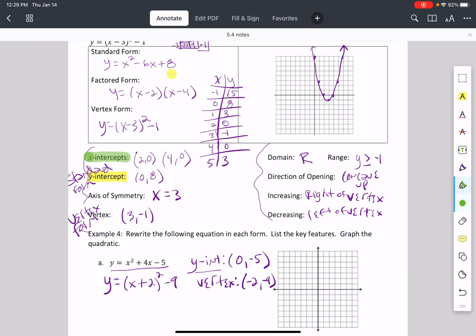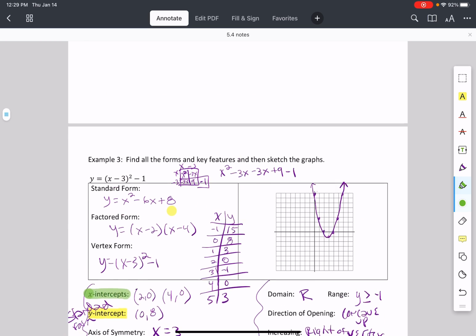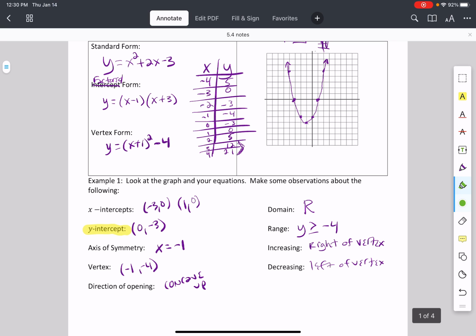X-intercepts. Which form do you think I look at for x-intercepts? Use both equations to help you look for a pattern. Yeah, Maddie. Is it factored? It is. I find x-intercepts from factored form. How do I get them from factored form? It looks like you just make them opposite of the negative.